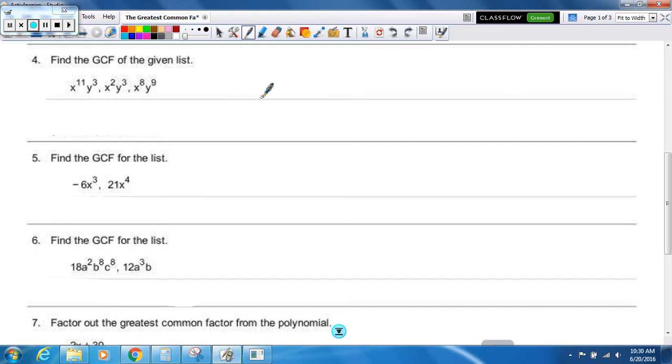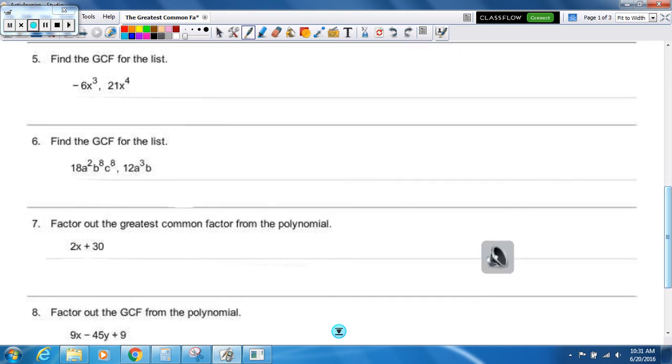So on the next one for your x's, the smallest exponent, 11, 2, and 8. The smallest one's a 2. And for your y values, a 3, 3, and 9. 3 is the smallest one. So your GCF is x squared y cubed.